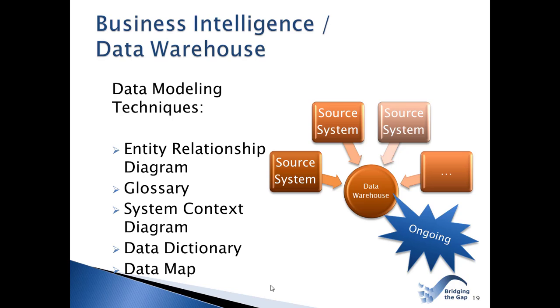Then you might create a system context diagram to model the flow to and from the source systems and the data warehouse. Then you would likely need a data dictionary for each data source that's going to be added to the data warehouse and for the data warehouse itself. And then finally, you're going to need to individually map each data source to the data dictionary for the new data store that is going to be part of your business intelligence system, and you're going to use a data map to do that.